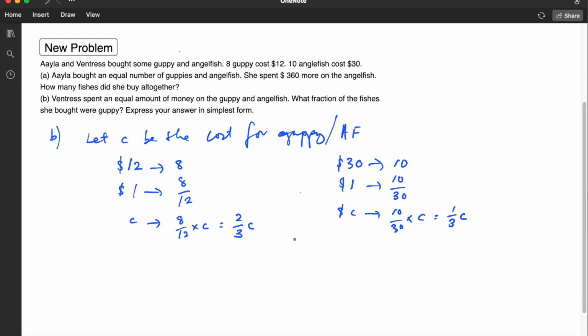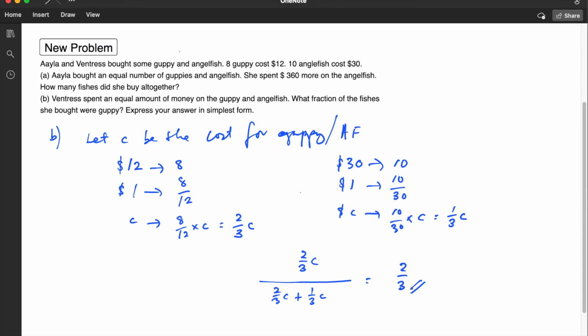So we want to find the fraction of the guppy over the total. The fraction will of course be 2 over 3 C, divided by 2 over 3 C plus 1 over 3 C for the total. So the C will cancel off each other. If you were to take your calculator or do some manipulation, you'll find that this is actually 2 over 3.